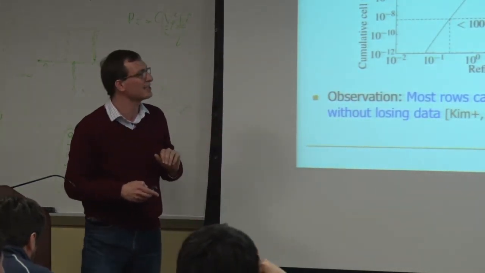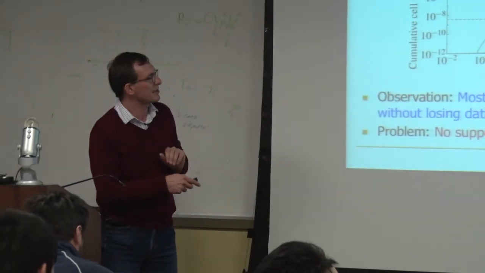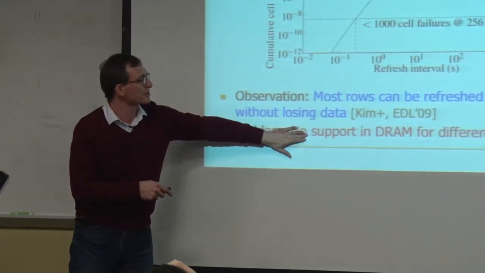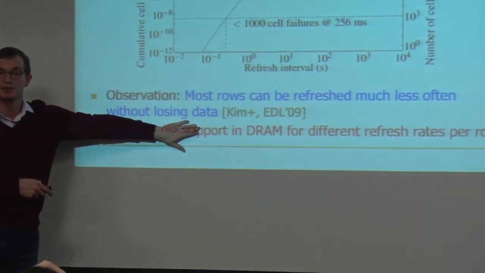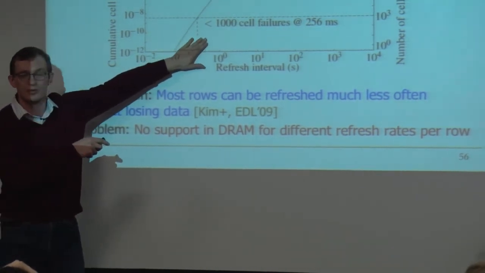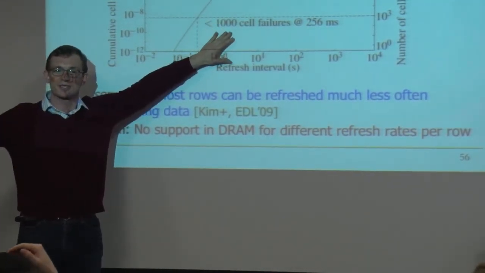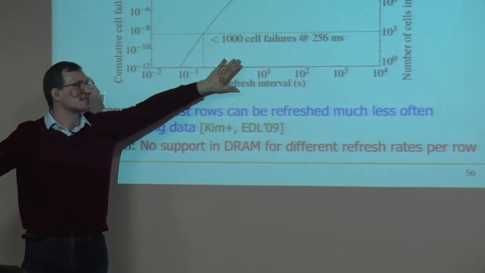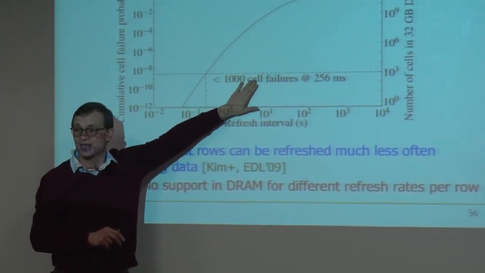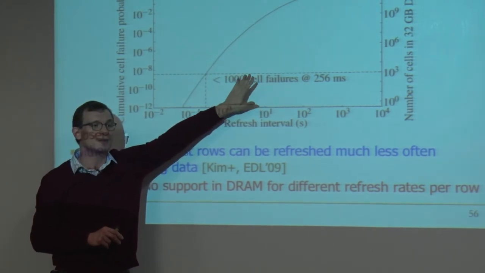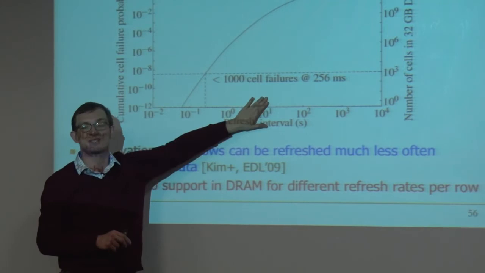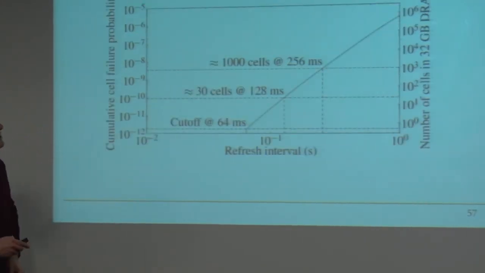Not all cells can retain data for the same time. The problem is there's no support in DRAM for different refresh rates per row. So if you see this, you can say, oh, why don't I figure out these 1,000 rows? By the way, these are randomly distributed because the variation is relatively random and it's not controllable. It's not a systematic variation. If I figure out these 1,000 rows, why don't I refresh them at a different rate? Well, in today's DRAM systems, there's no support for different refresh rates per row. That's what we would like to achieve.